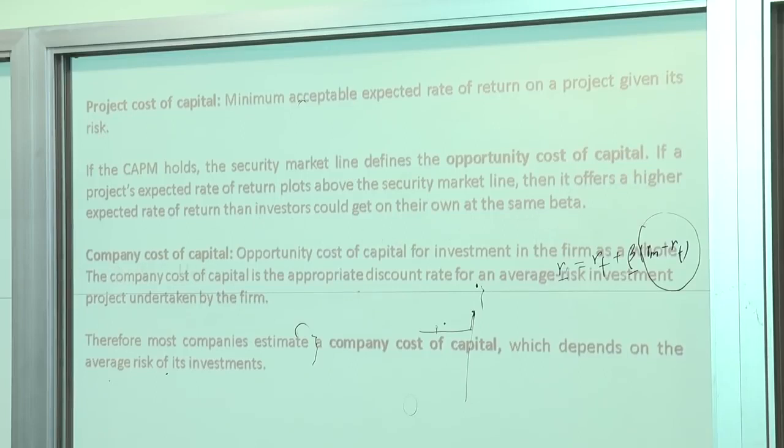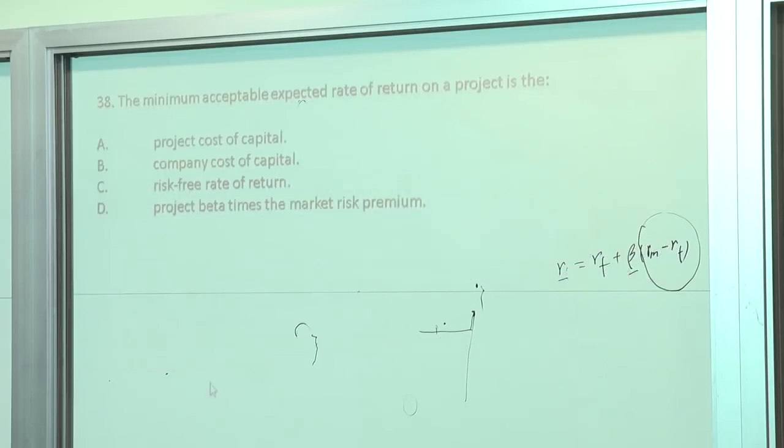And what is the company cost of capital? It is the opportunity cost of capital for investment in the firm as a whole. It's not a single project, it's the firm as a whole. And the company cost of capital is the appropriate discount rate for an average risk investment project undertaken by the firm. Therefore, most firms estimate the company cost of capital, which depends on the average of its investments.